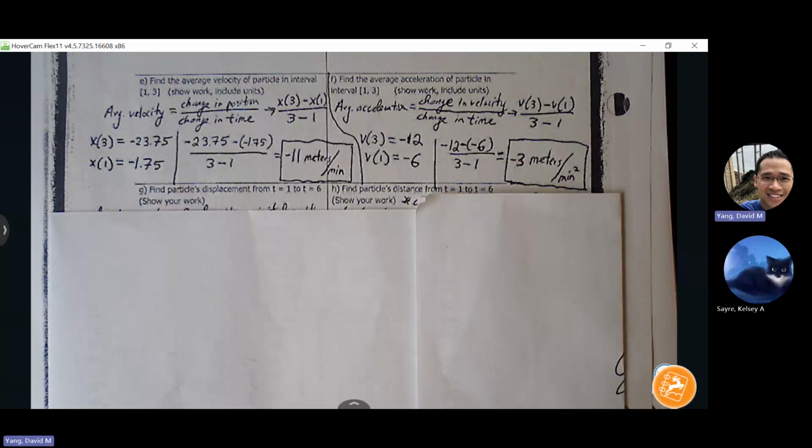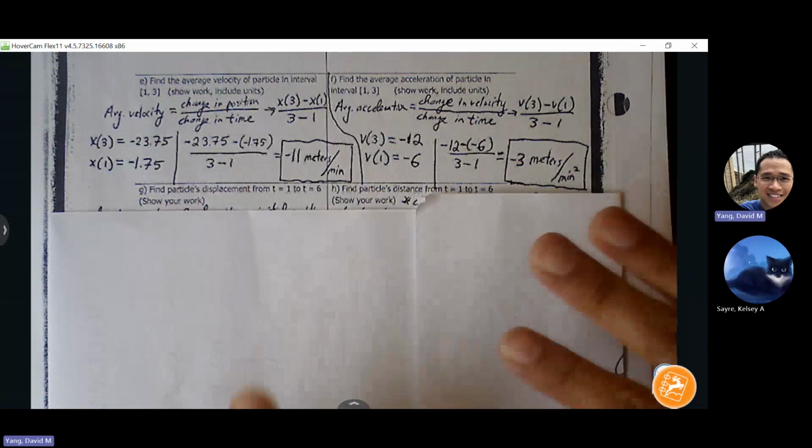Okay, find the particle's displacement. So displacement is just final position minus initial position, and that's it. We don't divide by change in time. It's just the change in position.